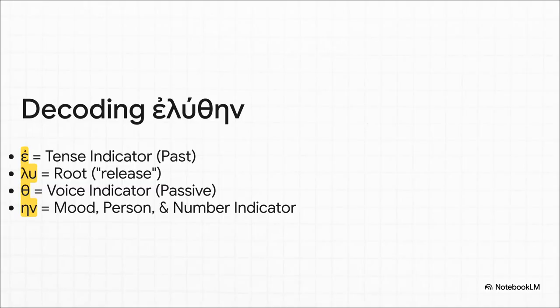First, we've got that e at the beginning. That's our augment. Boom, we know this happened in the past. Next, we have lu, our root, which means release. Then comes that theta, the th sound, which in this context is a classic sign of the passive voice. So the action was done to the subject. And finally, that ending, in. This little powerhouse tells us 3 things at once. The mood is a statement of fact, the person is first person, that's I, and the number is singular.